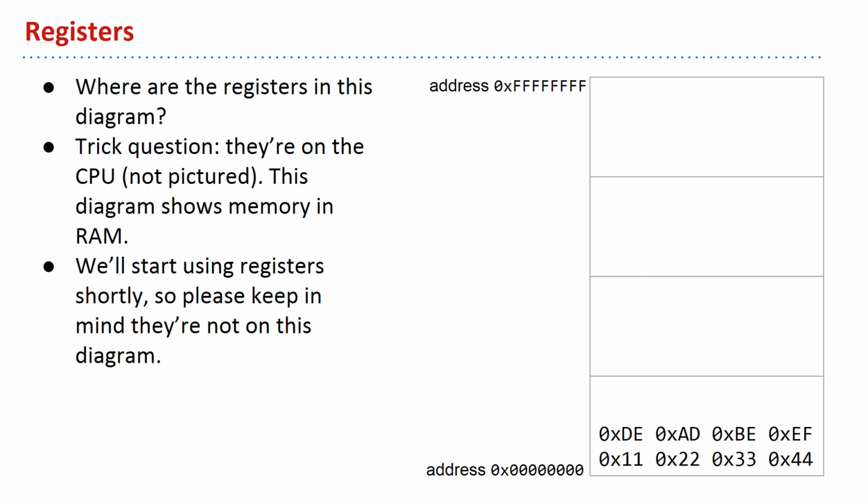The registers, there's much fewer of them. So they're usually just referred to by names and not by any addresses. So remember, registers do not have 32-bit addresses. They usually just have names, and they're not located anywhere on this diagram. They're kind of located off to the side on the CPU.